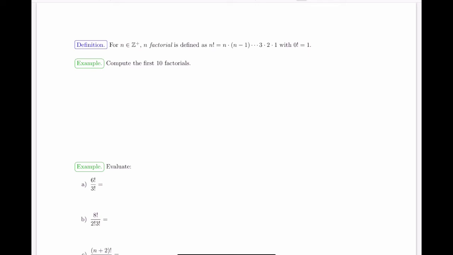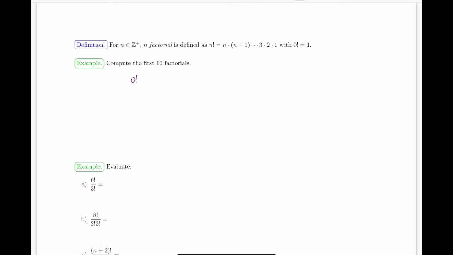Recall that a factorial is defined as the multiplication, the product of all the numbers from the factorial number all the way down to 1. And we also define 0 factorial to be equal to 1. In terms of counting, remember that factorial represents the number of ways to arrange n distinct objects in a line. Just for the sake of some practice, let's compute some of the first factorials.